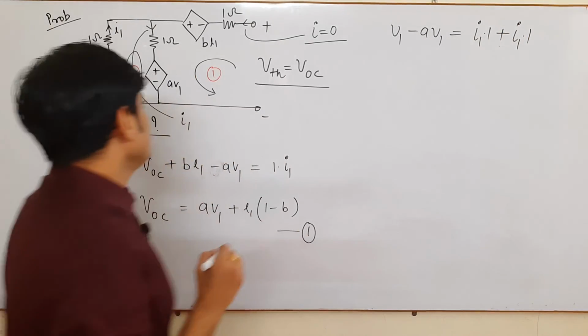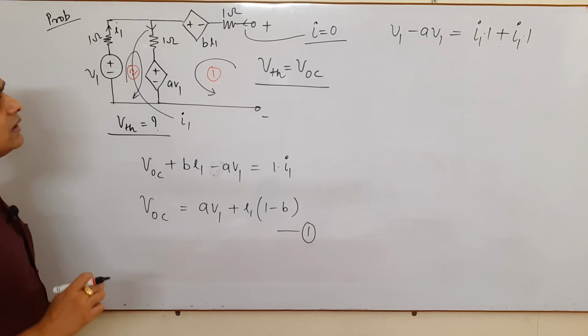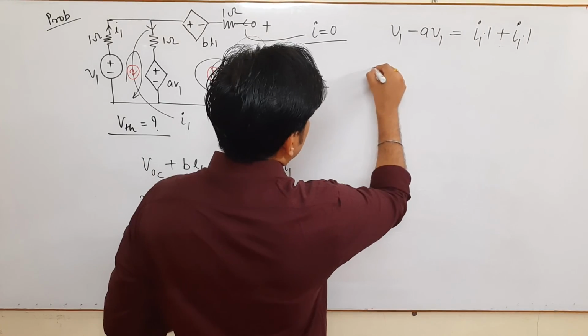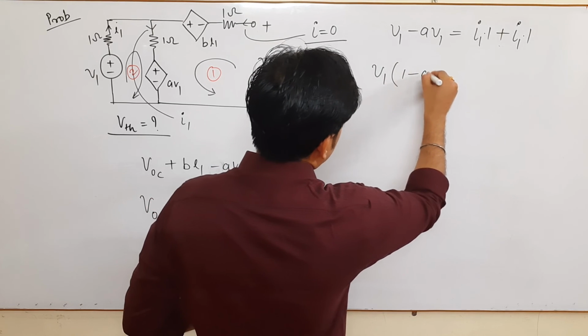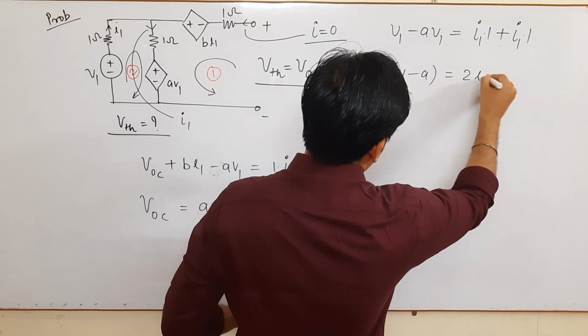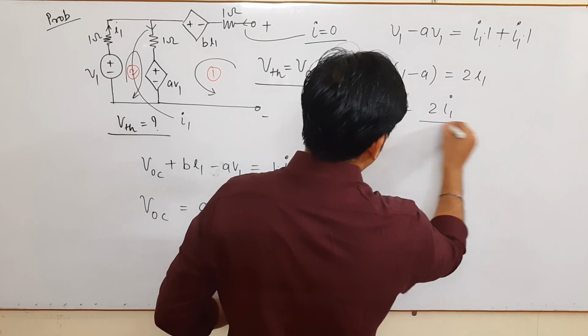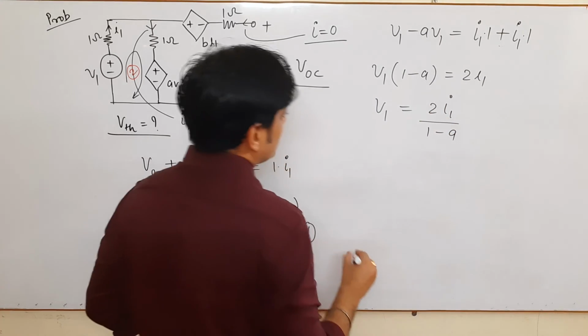The same current will flow. Why? Because it is open circuited. Since it is open circuited, the same current will flow. So you can say, take V1 as common, that comes to be 1 minus A, equals 2 of I1, or you can say V1 is equal to 2 of I1 upon 1 minus A.